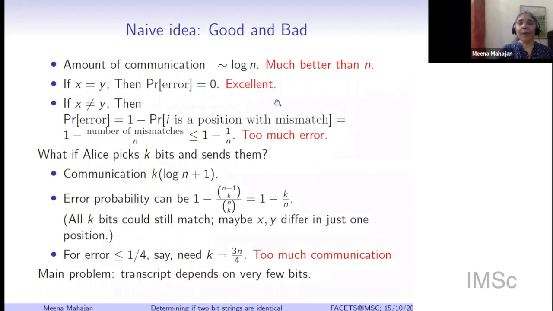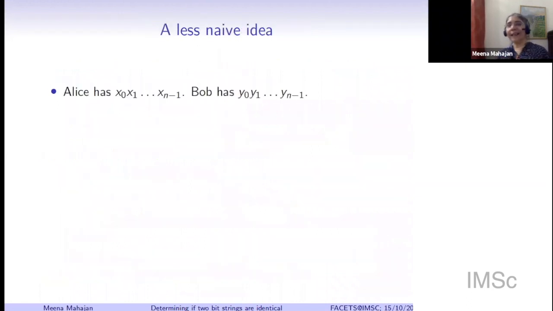So the main problem when k is small, for instance when k is 1, is that the transcript depended on very few bits. And this is not good. If you want to check whether the files are equal or not, you should be looking at all the bits. So somehow, even if you're using randomness, you want a transcript which depends on all bits. So here is a slightly less naive idea.